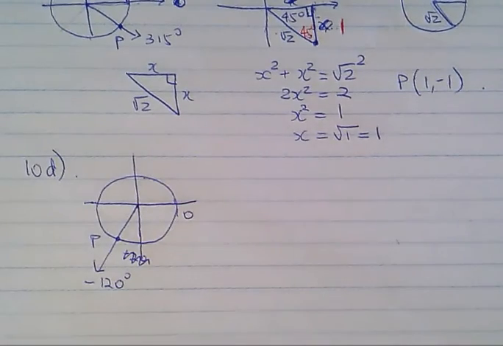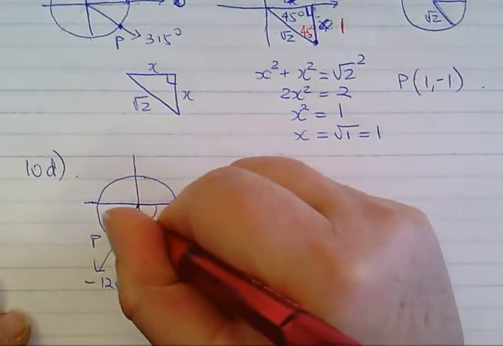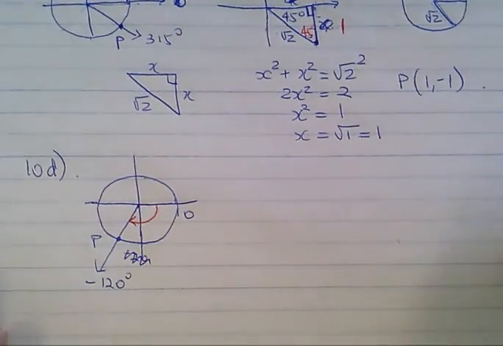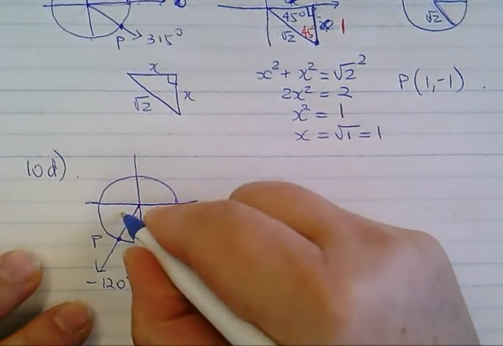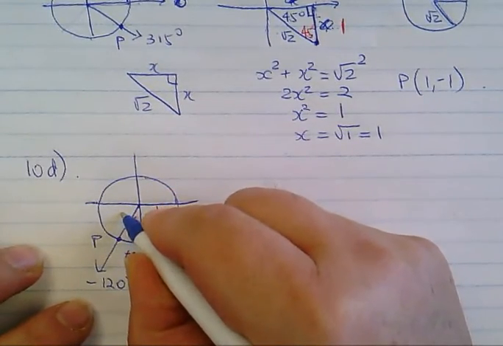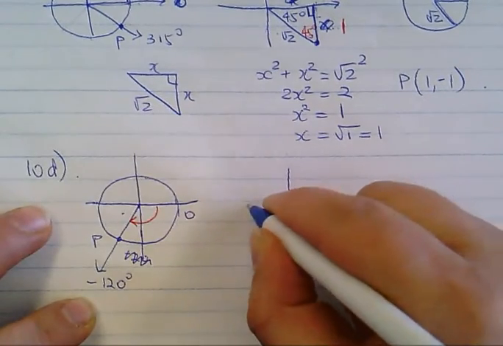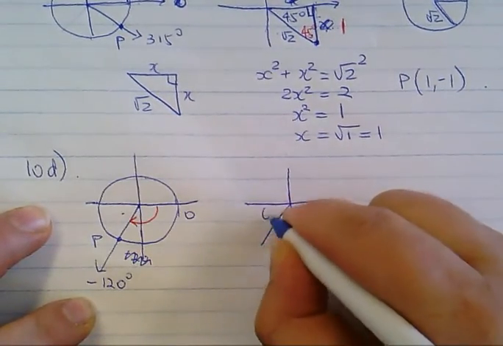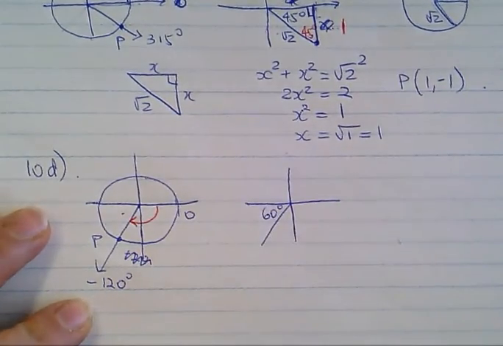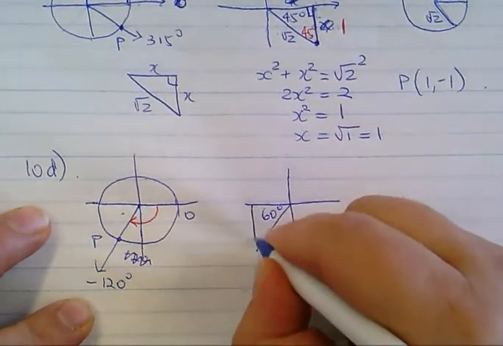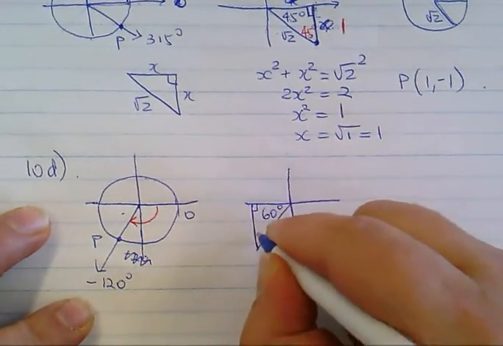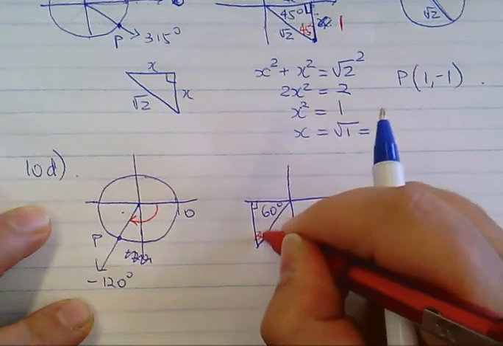this angle is called -120, because this is -120. We're not interested in that. That's not what we're interested in. We're interested in the acute angle with the x-axis. Now I've got 60 degrees. I'm going to draw up a right angle triangle. This must be 30 down here, obviously.